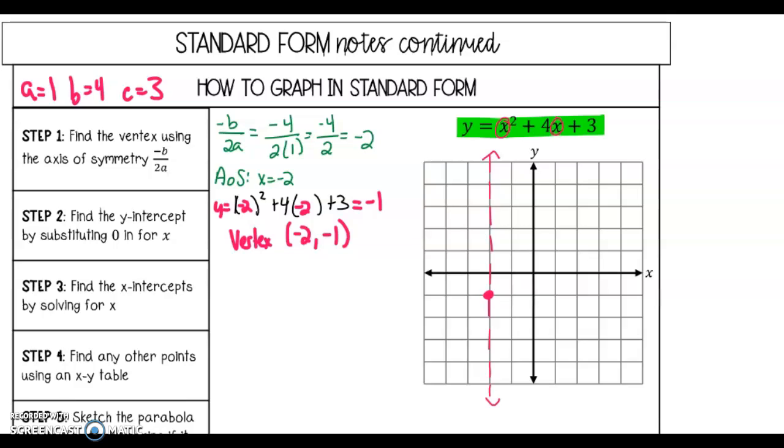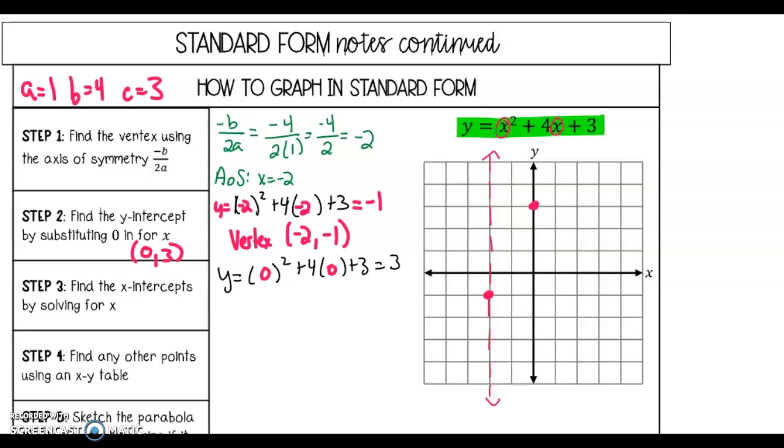Okay, so that's step 1. Now back to step 2. Find the y-intercept by substituting 0 in for x. So remember, here's our equation. So we're going to substitute in 0. That's going to find our y-intercept. We type that in a calculator and we get 3. So our y-intercept is 0, 3. So let's put that point on the graph.